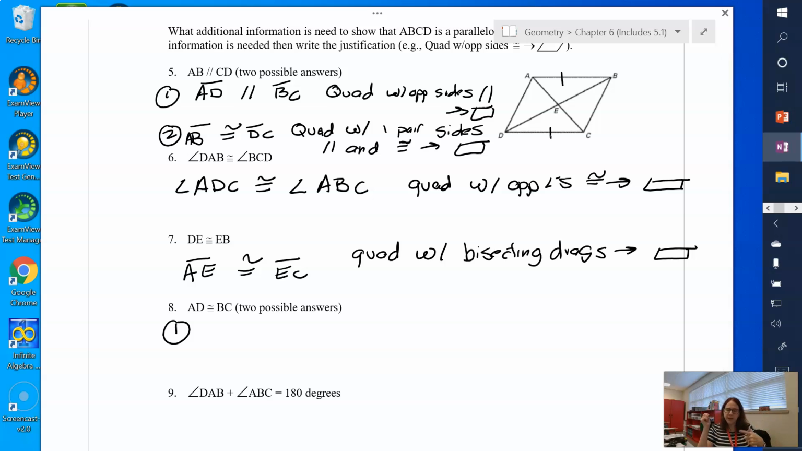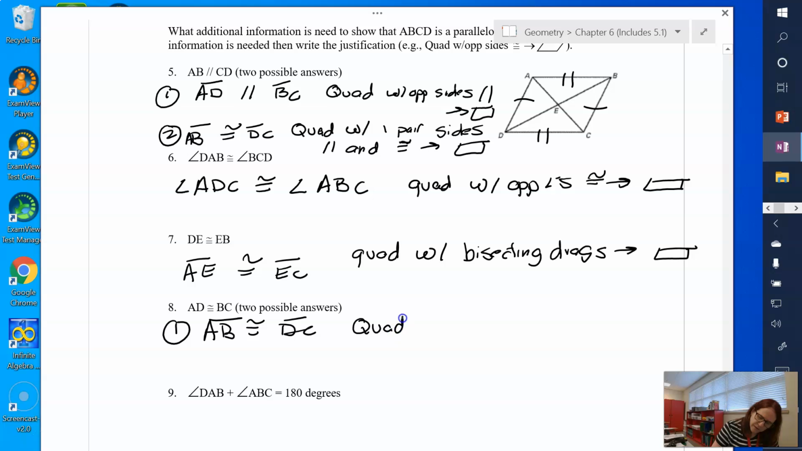So let's bring in side AD and BC. Oh, I already did that. AD. Oh, I see, I marked the wrong ones. It's the sides, left and right side, that are congruent. So AB and DC. So AB is congruent to DC.